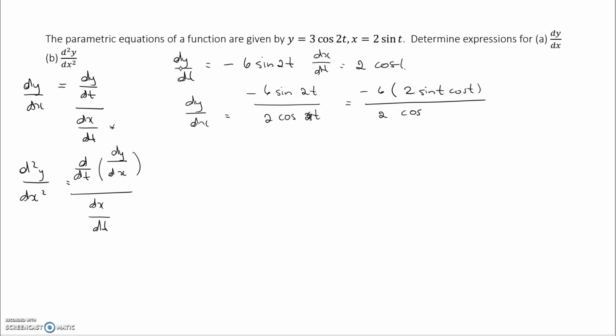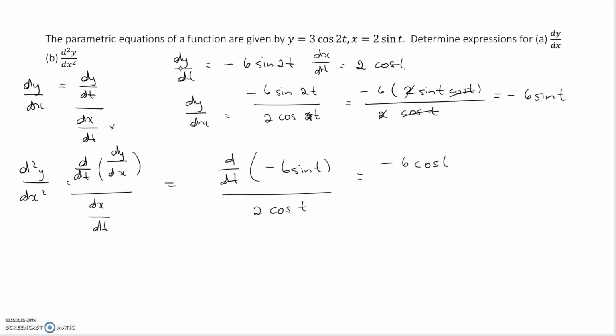That shouldn't be a 2. Like that, then we can cancel, and all we're left with is negative 6 sine t, because the 2's cancel as well. Okay, finding the second derivative then, this would be equal to the derivative of what we've just found divided by 2 cos t. And the derivative of negative 6 sine t would be negative 6 cos t over 2 cos t, which is straight negative 3.